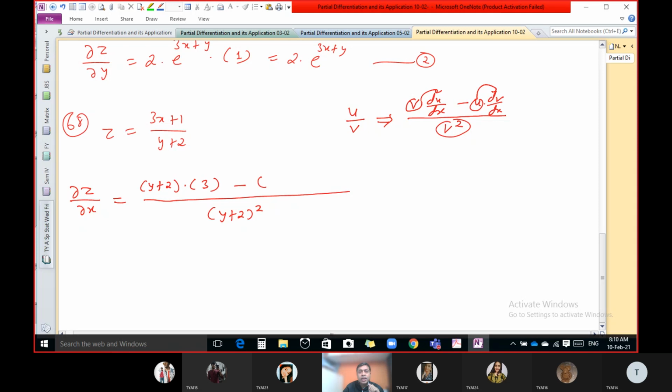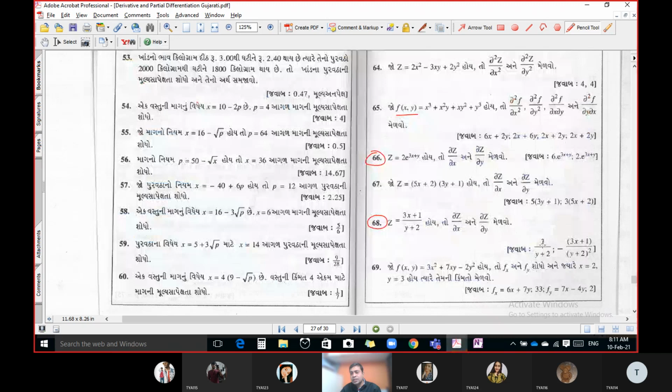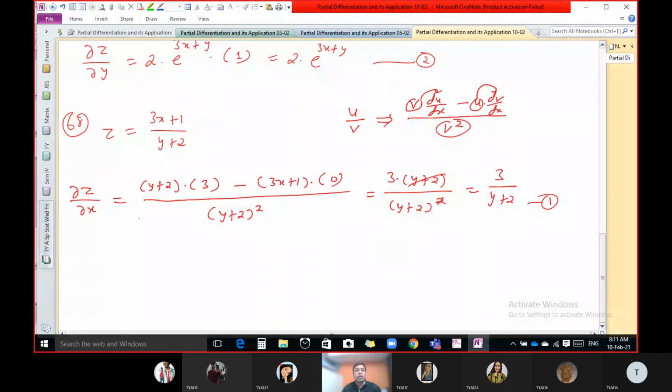Then keep this numerator as it is and multiply it with the derivative of this denominator with respect to x. 0. Perfect. So now 0 into anything is 0. So our final answer is 3 into y plus 2 upon y plus 2 the whole square. So you can cancel this. So my final answer is 3 upon y plus 2. This is delta z upon delta x, 3 upon y plus 2, that is the answer for delta z upon delta x.